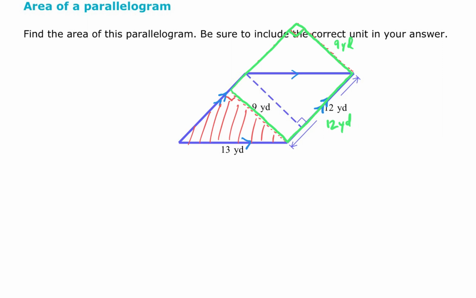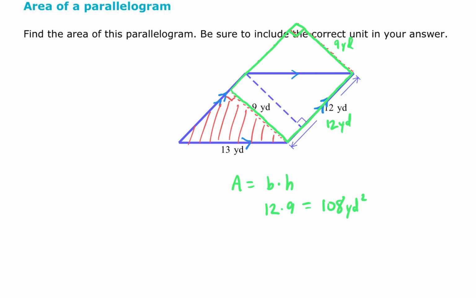And of course, we know the area of a rectangle is base times height. So the area of my green rectangle there is 12 times 9, which is 108 square yards. And because all I did was shift this triangle over, I slid this triangle over from right here to right here, we call that a translation. I didn't change the area of my figure. I just moved this area from right here to right here. So the area of the parallelogram is also going to be 108 square yards.